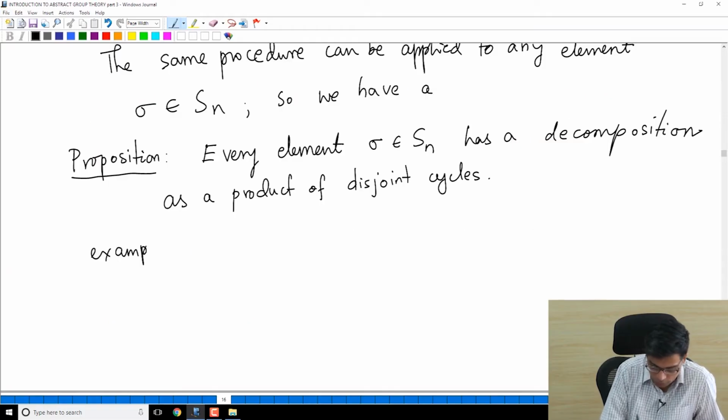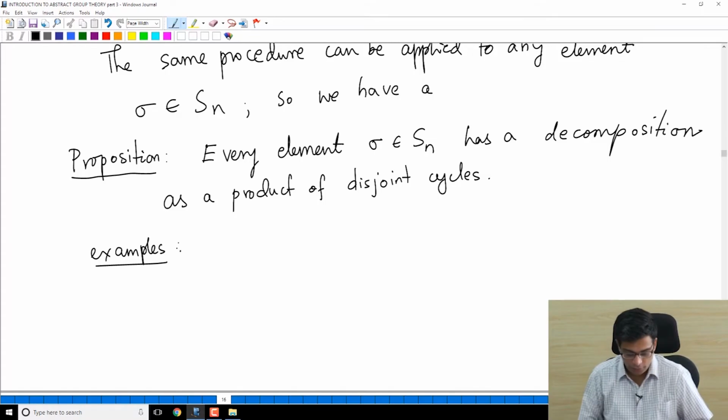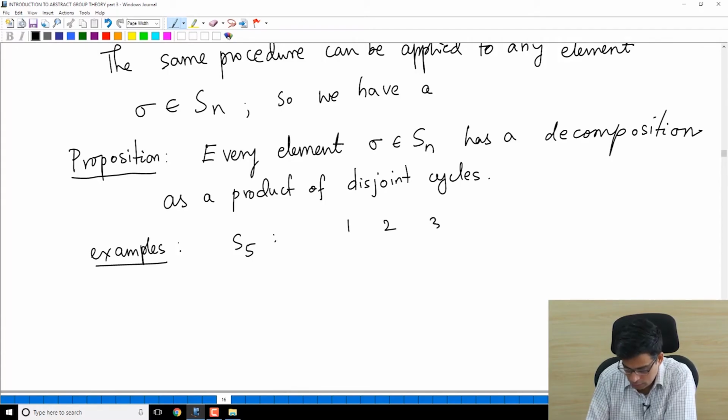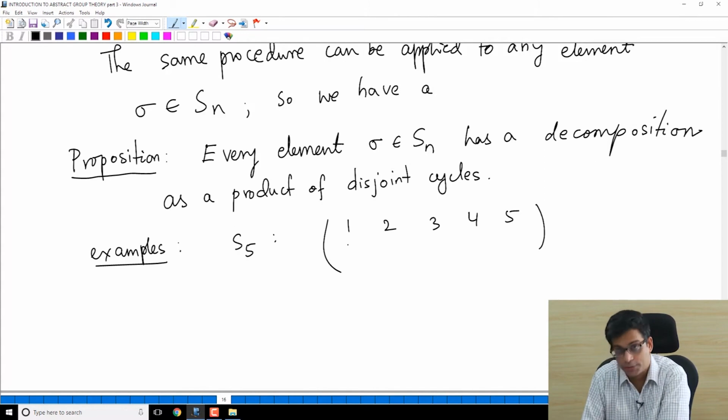I'll do, hopefully the proof is clear. I'll do just a couple of more examples. You take S5. Okay, so let's use this inefficient but clear description of an element.